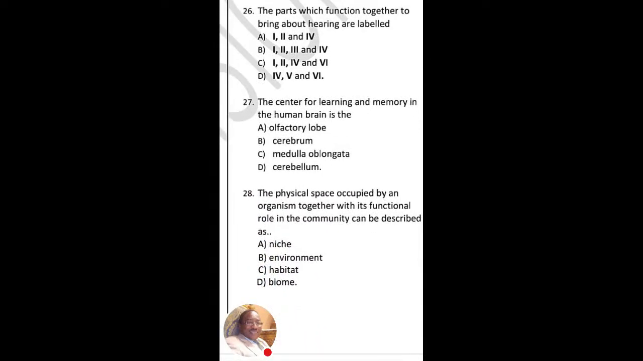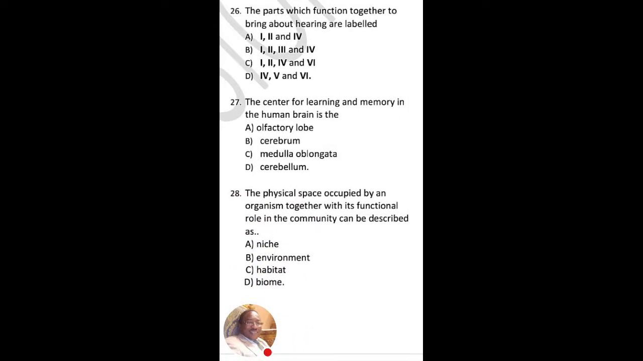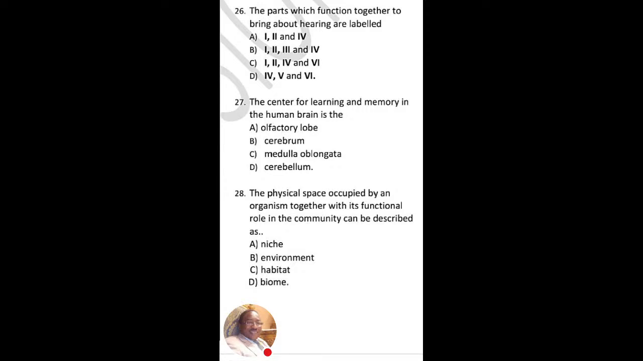Number 28, the physical space occupied by an organism together with its functional role in the community can be described as what? The correct answer among these options, A is niche, B is environment, C is habitat, D is biome. Niche is the correct answer because niche is connected with the position of an organism in the food chain, the role occupied, the function performed by the organism in the food chain.